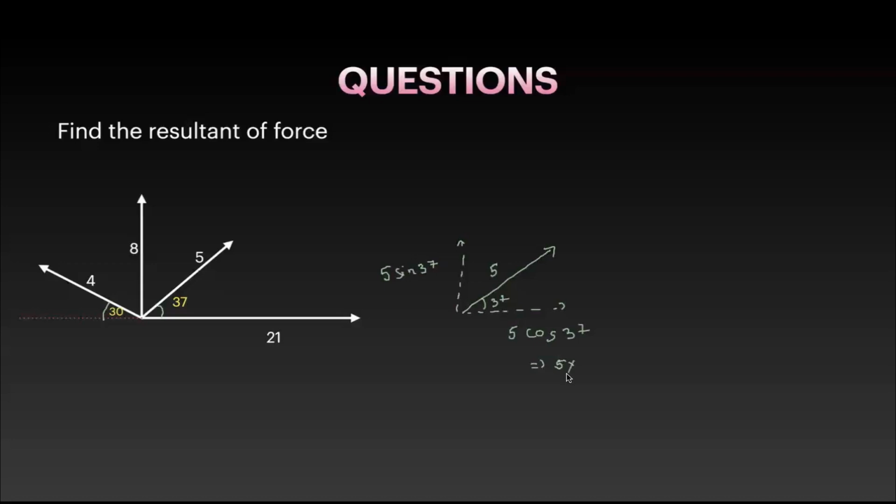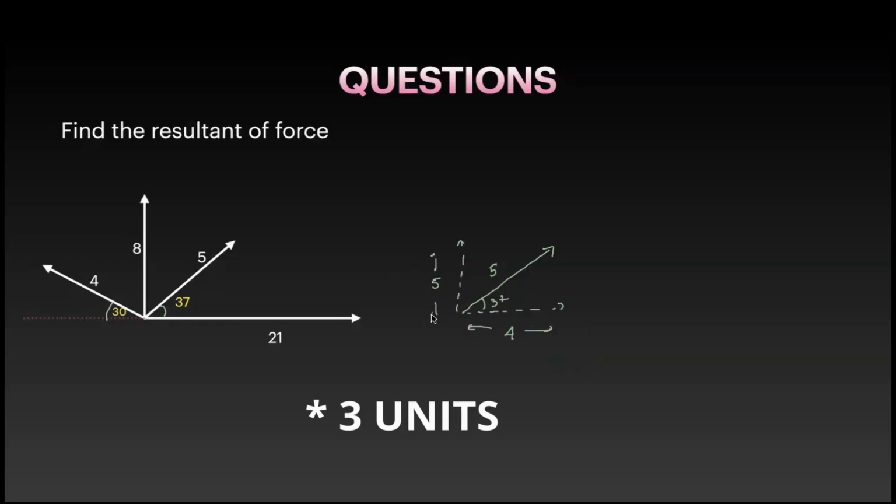I told you to remember the value of sin 37, cos 37 and tan 37 in the first class. It's 4 divided by 5, which is 4. And this is nothing but 5 into 3 divided by 5, which is 3. So basically, what are you getting here? This is 4 units. This is 3 units.